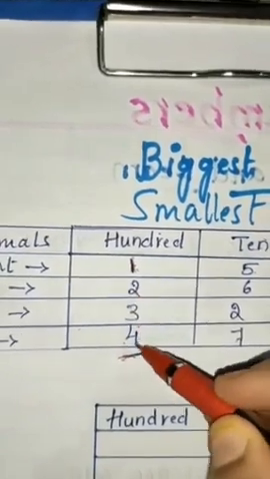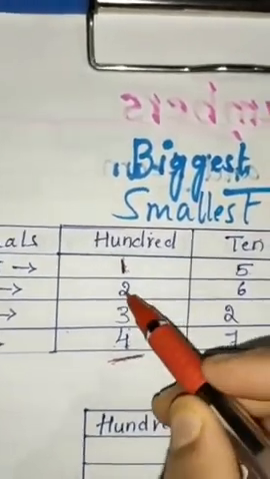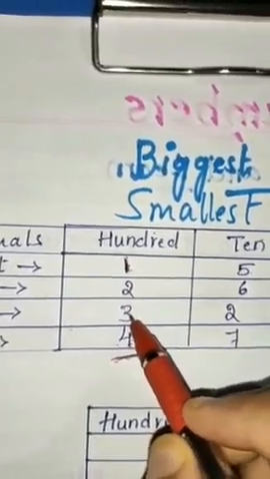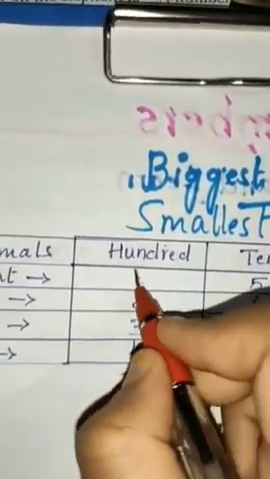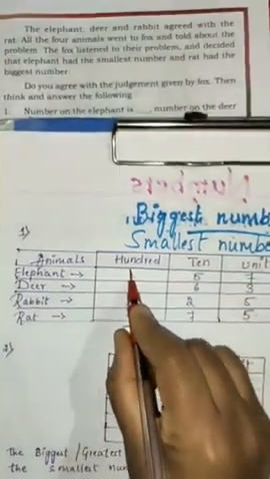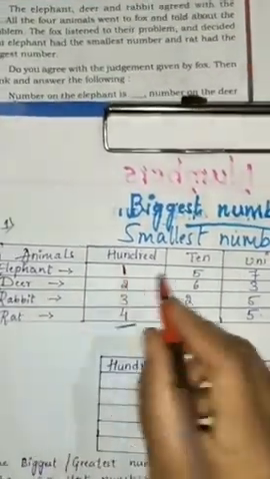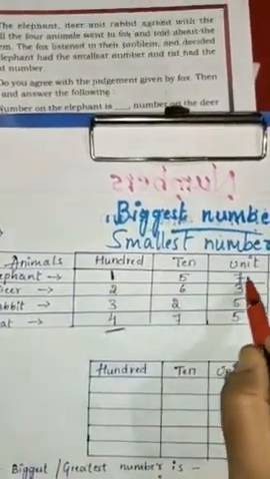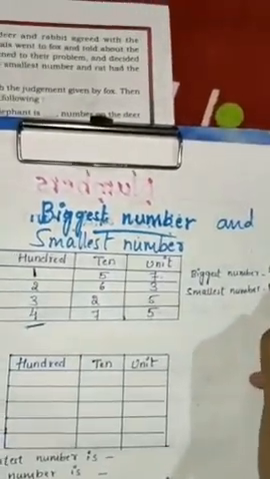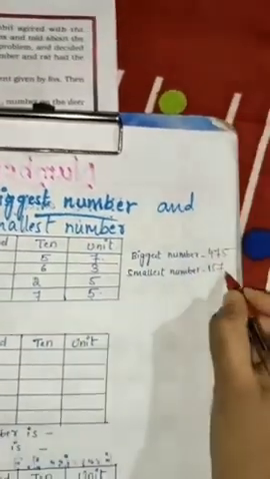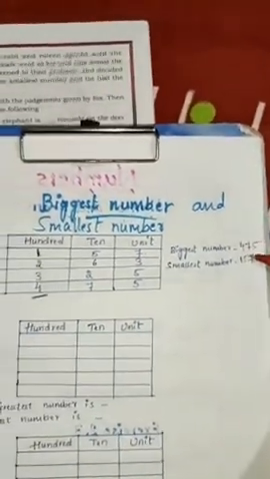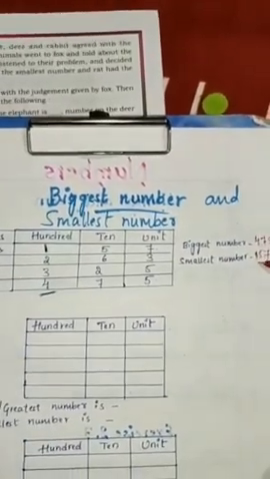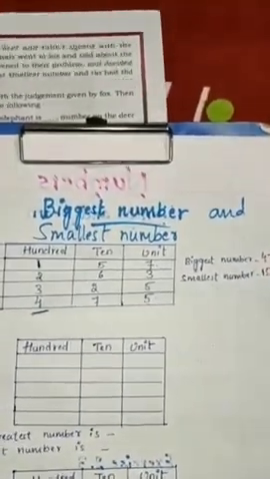2, 3, 4. 4 is the biggest, as we have done. So 2, 3. As compared to 1, 2 and 3 are bigger. So which is the smallest here? Yes, 1 is the smallest number. Now the 1. So the smallest number is 157. So let us write here 157. So which is the biggest number? 475 is the biggest number. So which is the smallest number? 157 is the smallest number.